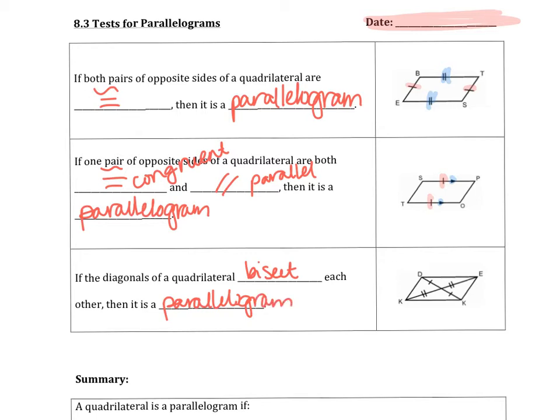So again, going over to my picture, notice my diagonals come from those opposite vertices. I've got one diagonal here of KE, and then those tick marks showing that that's bisected. Remember, bisect means to cut it into two equal halves. My other diagonal comes from the opposite vertices of DK. And again, those tick marks are showing me that it's cut in half.